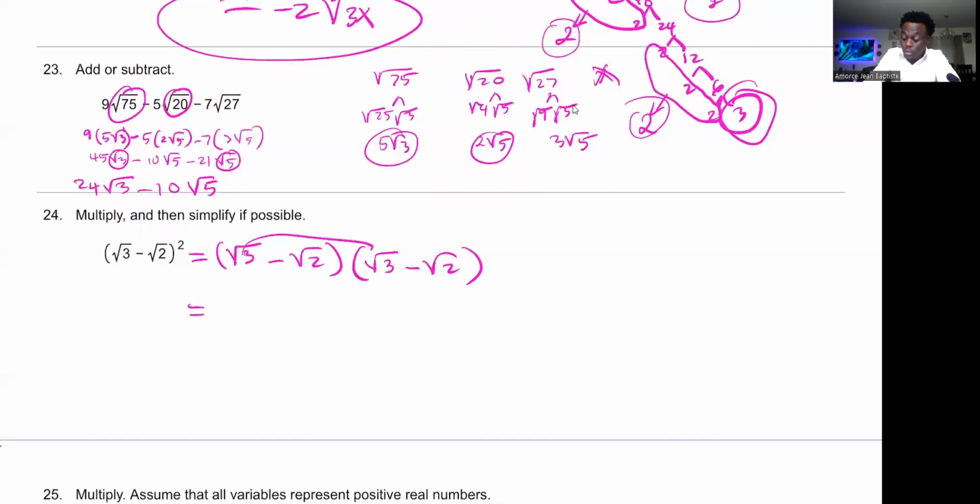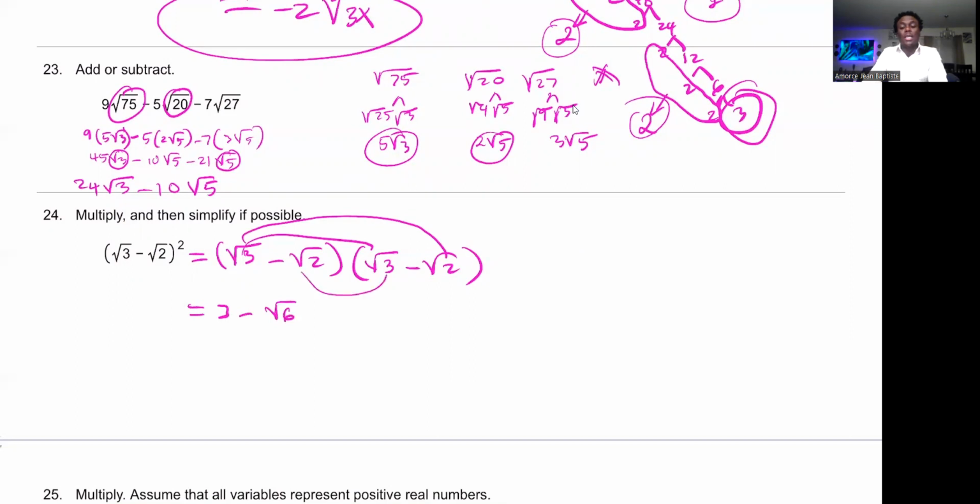That's square root of 9. Square root of 3 times square root of 3 is square root of 9, so that means it's 3. Square root of 3 times negative square root of 2, that's negative square root of 6.